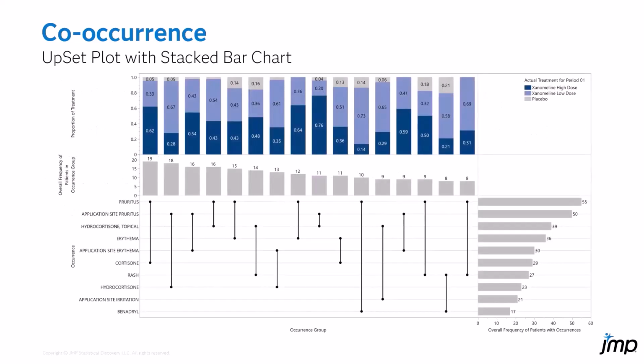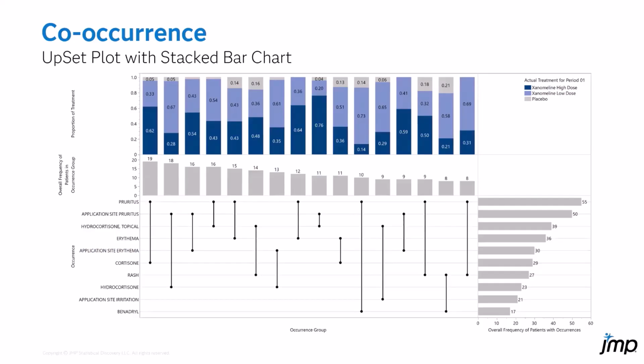So here we have an UpSet plot, and this is an alternate way of summarizing information together compared to a Venn diagram, but I'll walk through this very quickly. So on the bottom left, we have occurrences listed. These are different medications or adverse events that a patient may experience. And the bar chart on the right-hand side at the bottom is showing the frequency of certain events happening individually. So there's 55 outcomes of pruritus, 50 of application site pruritus, and so forth.